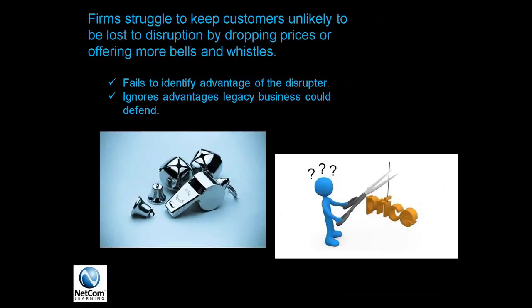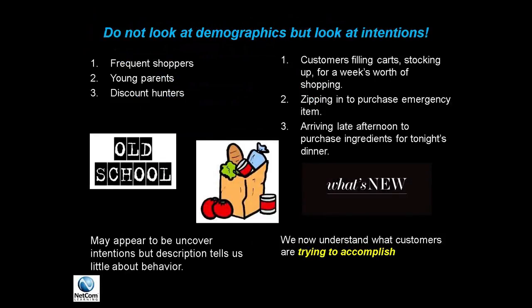you would develop. So often and traditionally, firms struggle to keep customers unlikely to be lost to disruption by dropping prices or offering more bells and whistles. But just by dropping the price to compete with a disruption, that ultimately will fail, because it fails to identify the advantage of the disruptor, and it ignores the advantages that your legacy business could more easily defend. So let's not look at demographics, but let's look at intention. So the traditional demographics would be frequent shoppers, young parents, discount hunters, and while that may appear to uncover intentions, the description tells us little about the behavior.